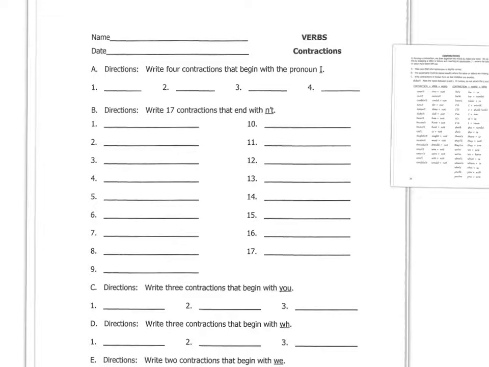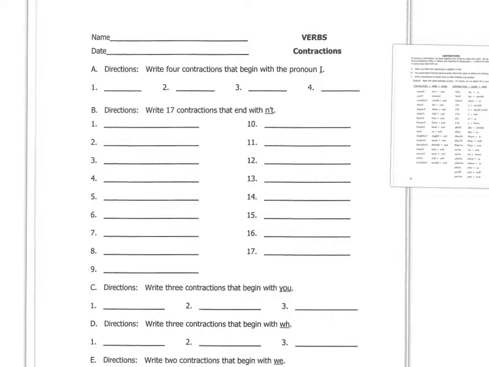Page 28. Remember that a contraction is two words. A contraction is a word made when two words are placed together and shortened. They're squished together, and the apostrophe shows where the letter or letters have been taken out.